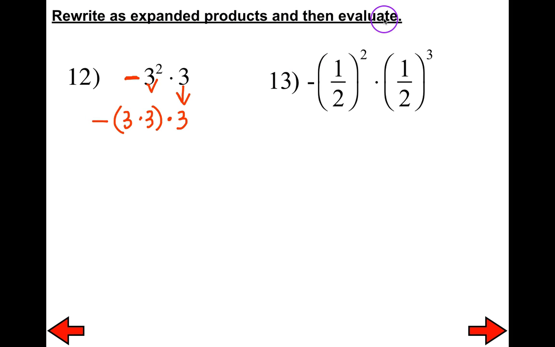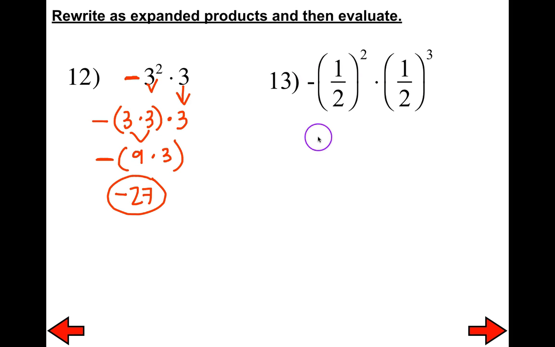But then if I had to evaluate it, I'm going to multiply it out. 3 times 3 is 9, times 3 is 27, but I have to bring down this negative, so it's negative 27. Same here. My base is a positive 1/2 since the negative's on the outside. I'm going to go ahead and repeat 1/2 two times because of that squared, but then bring down this negative sign. And then I'm going to go ahead and break this down.